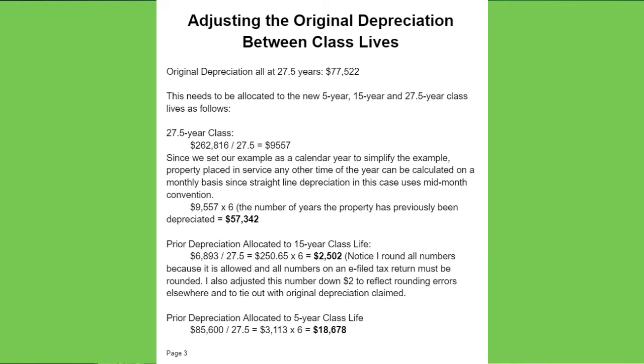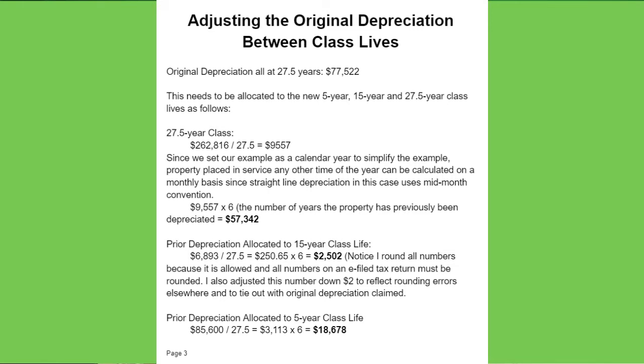For the 15-year class life, there's $6,893. We're going to divide that also again by 27 and a half years. That comes to just over $250 multiplied by 6. We come to $2,502, and if you notice, this math doesn't work out exactly because when we're going from the original depreciation, we're going to be rounding things all the time in our examples, which you can do in your tax return as well. And as we're rounding, there's going to be some rounding errors. This is where I caught up and reconciled that rounding error. It's $2 off, so instead of being $2,504 and change, it's going to be $2,502. That will actually reconcile everything out.